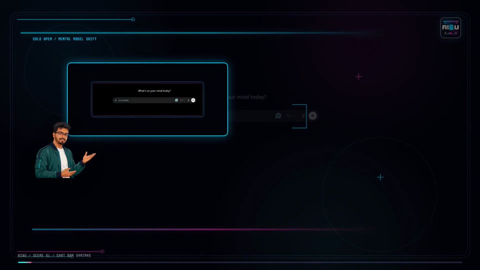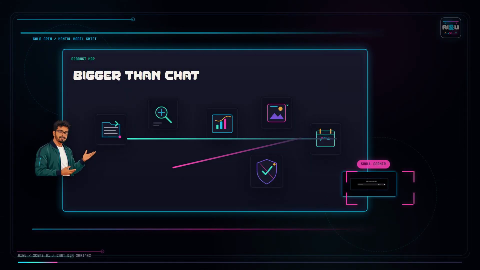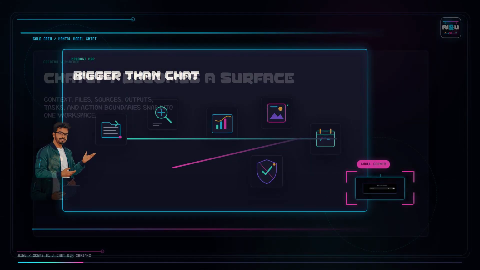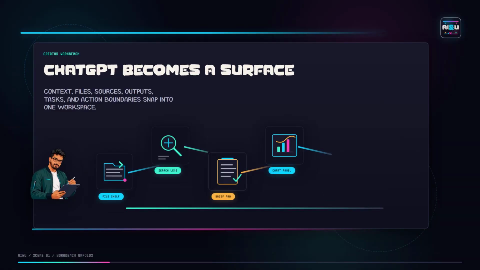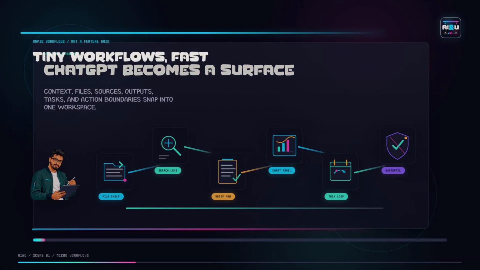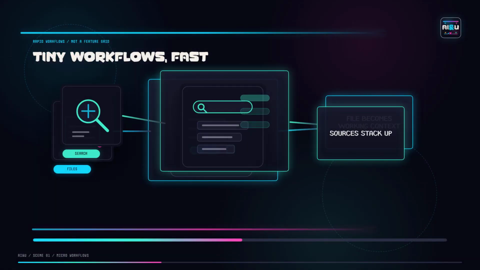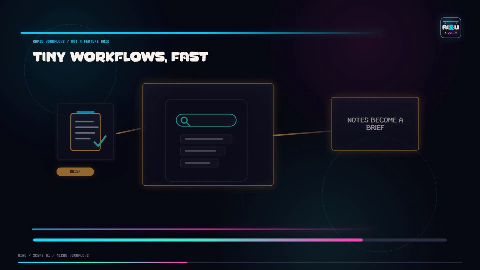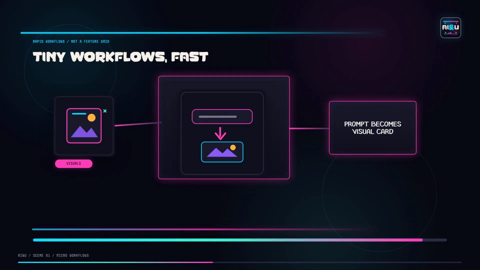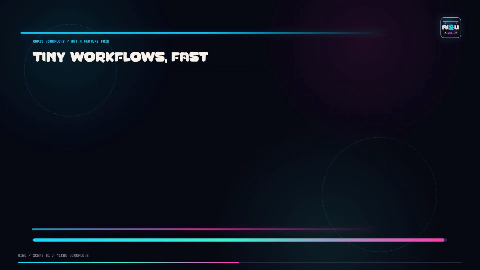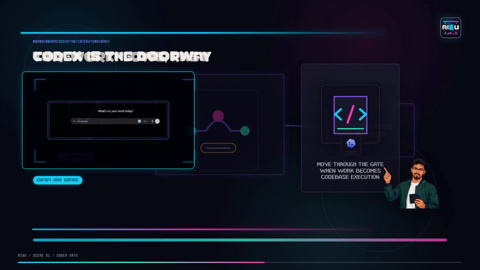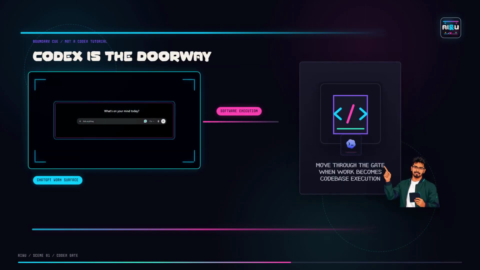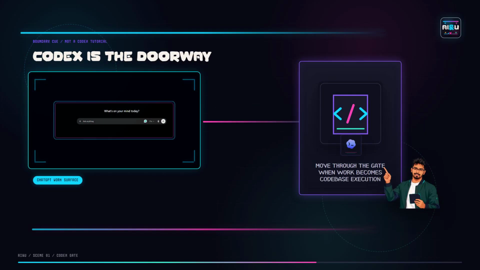If you still think ChatGPT is just a chat box, you are using a small corner of the product. The real shift is that ChatGPT has become a work surface. It can hold context, read files, search the web, build research briefs, analyze data, create visuals, schedule prompts, and in some cases act through an agent. And when the work becomes software execution, that is where Codex enters the picture.